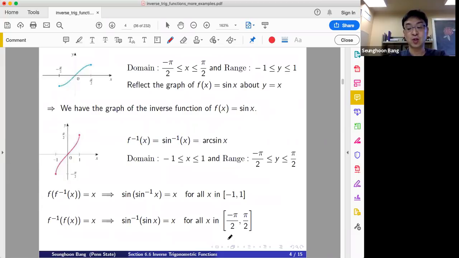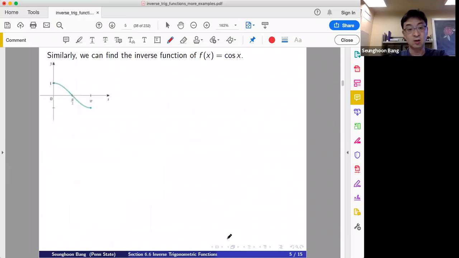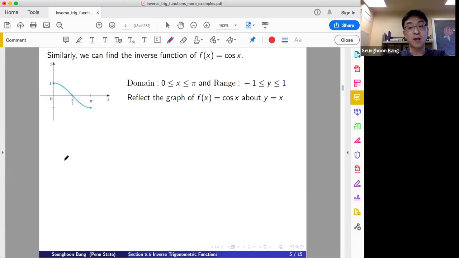Here we have it. The domain is from 0 to pi, and the range is minus 1 to 1. How can you find the inverse? Reflect the graph of f of x equals cosine x about y equals x. Same idea, a geometric method for finding the inverse function. How can you do that? You can draw y equals x.